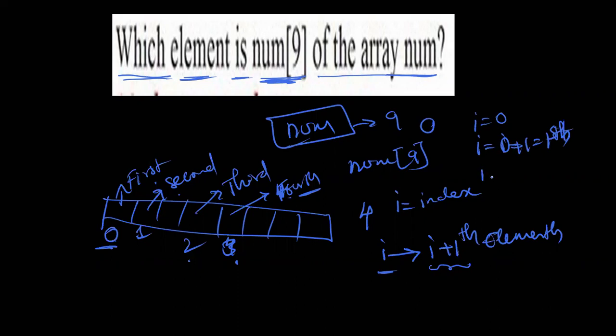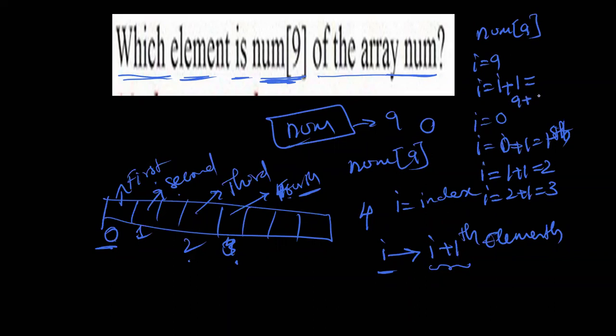If i is equal to 1, so now 1 plus 1, what is that? 2, second element. If i is equal to 2, 2 plus 1 means third element. So if i is equal to 9, this means number 9. If i is equal to 9, then i plus 1 means 9 plus 1. What does it contain? The 10th element.